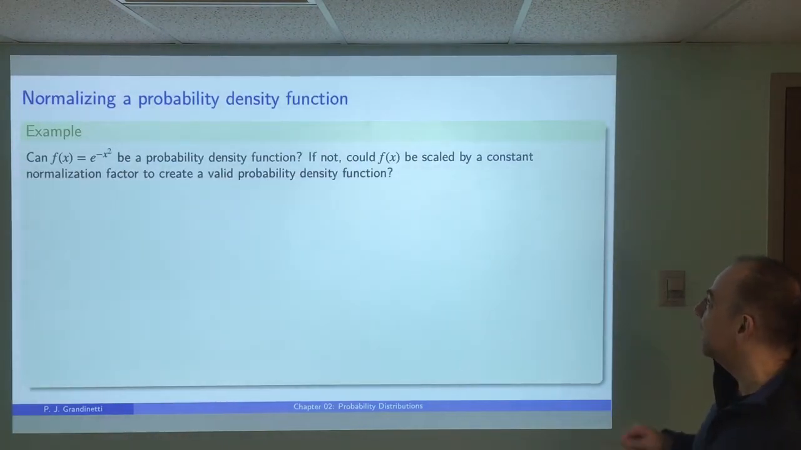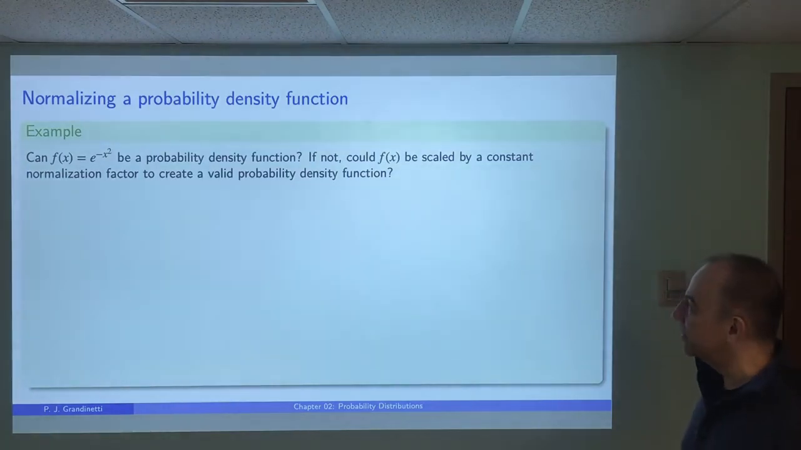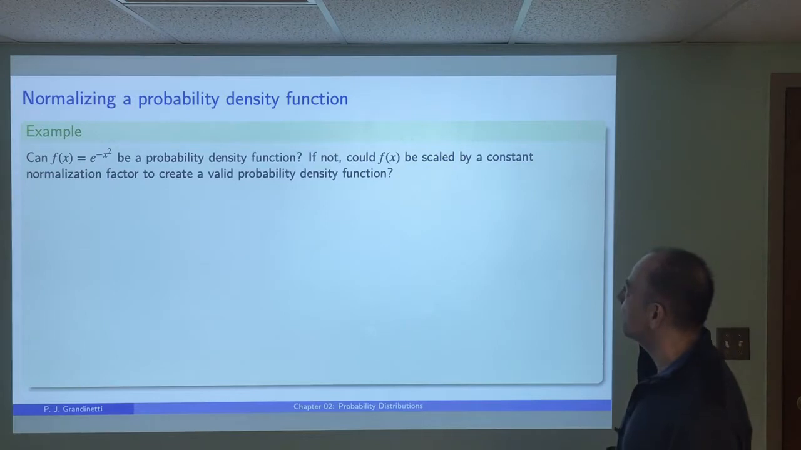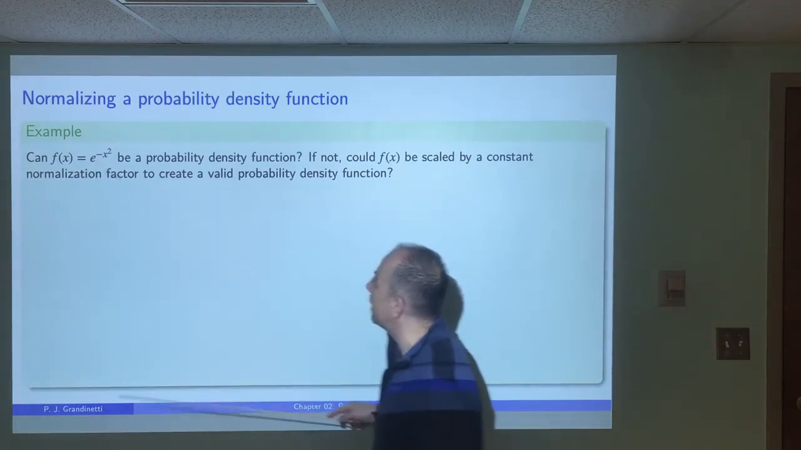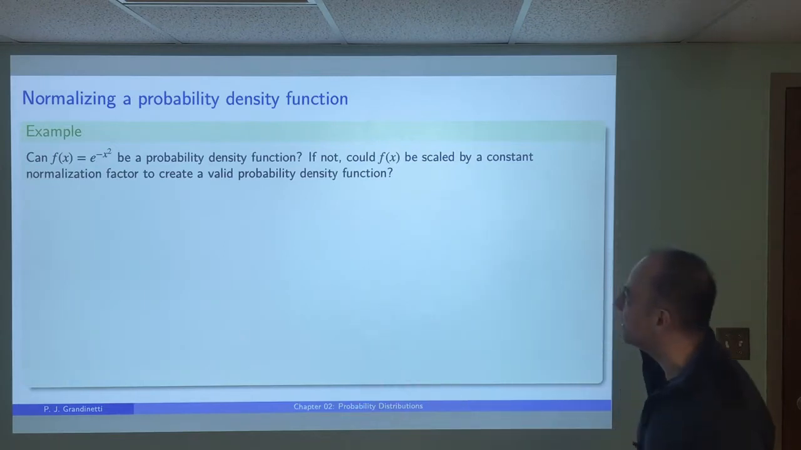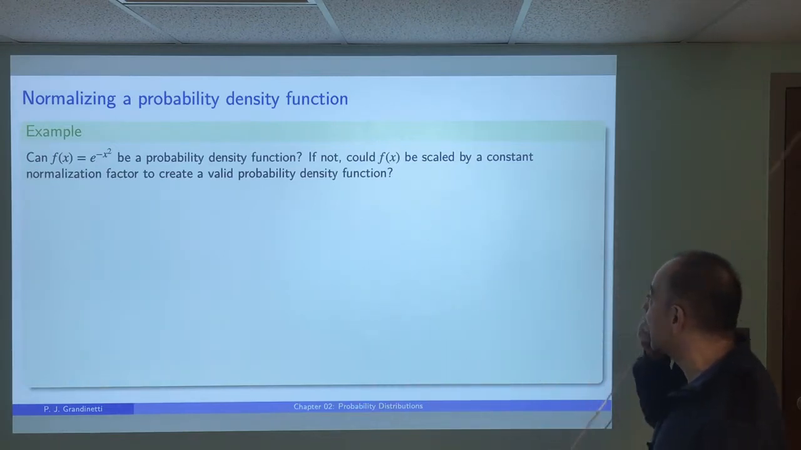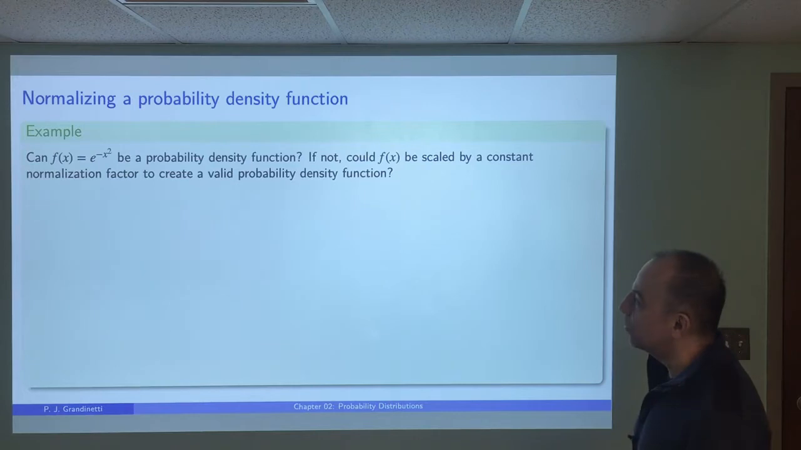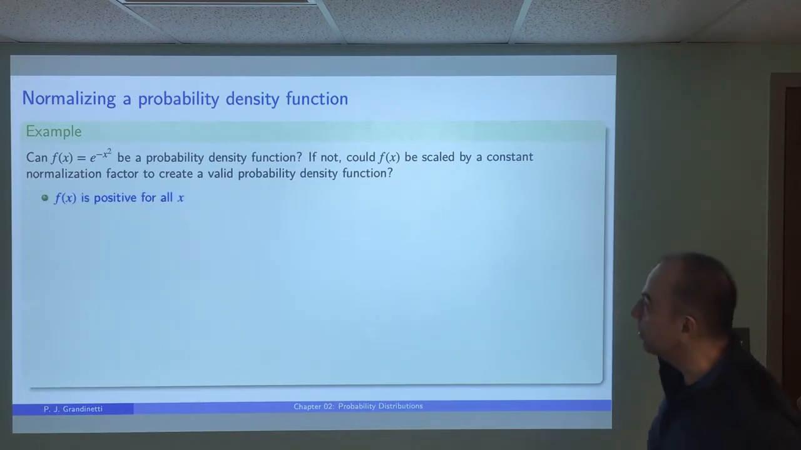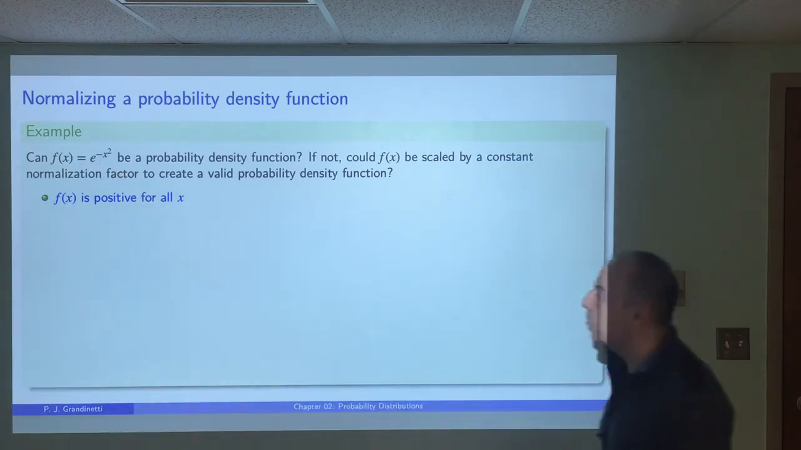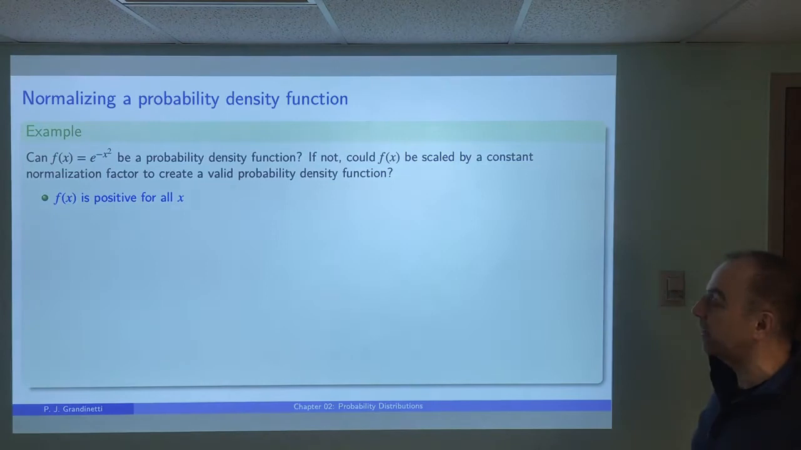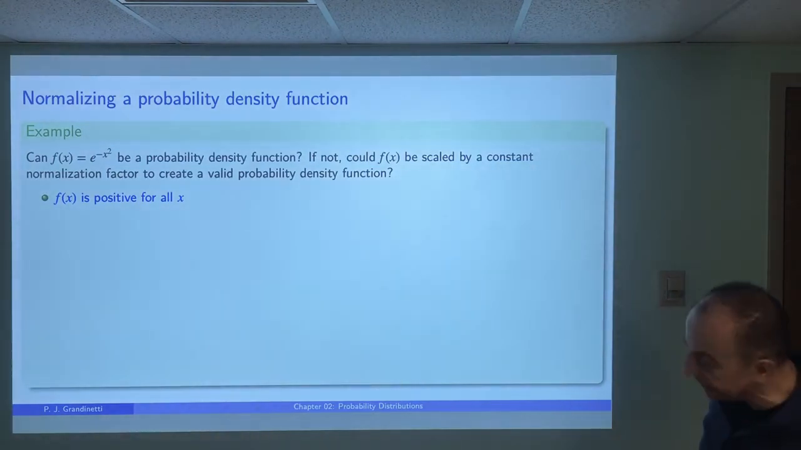So let's look at an example of what could be a probability density function and see what we can learn. The question I'm asking here is, can a function that's e to the minus x squared be a probability density function? And if not, can we scale it by some normalization factor to make it a valid probability density function? So what we're going to do first is look at this function and see that clearly e to the minus x squared is going to be positive for all values of x, so it satisfies that constraint.